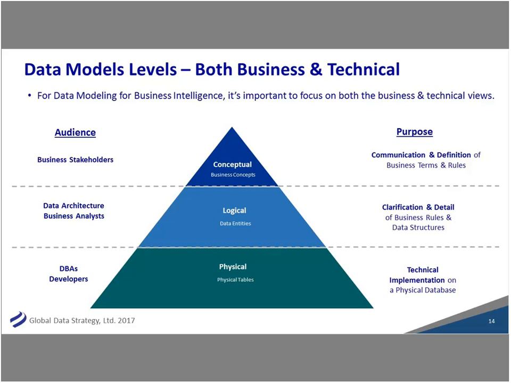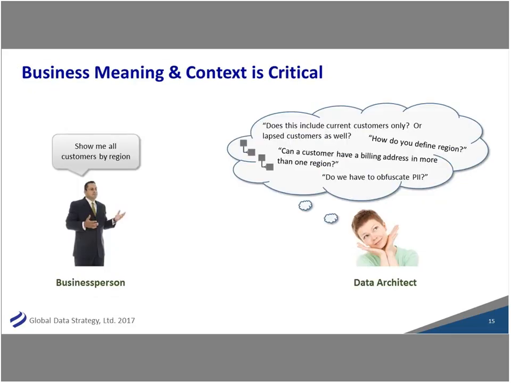And then the physical is really at the physical database table level, where either you're doing an inventory of my current sources or you're creating a new source and really trying to optimize for performance, and that sort of thing. So on that conceptual level, business meaning and context, I think I touched upon, is so critical.